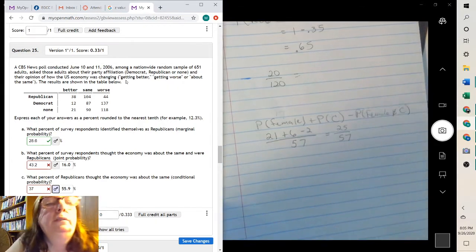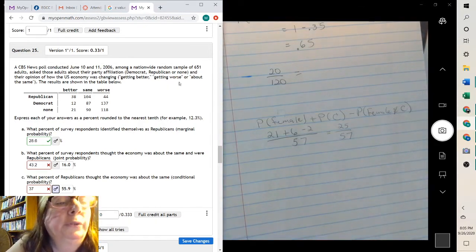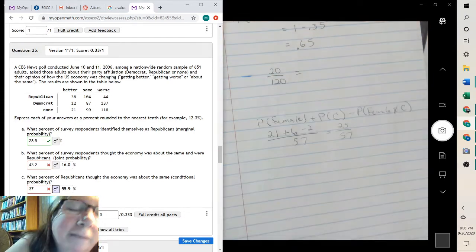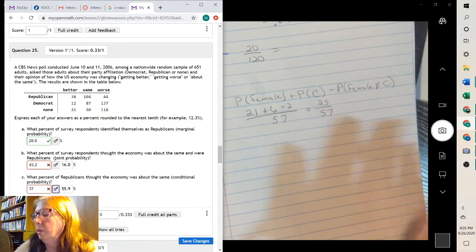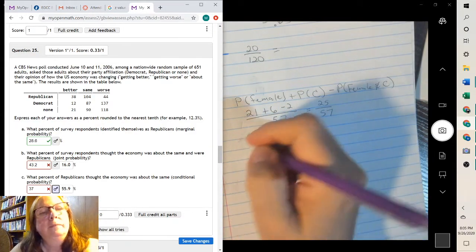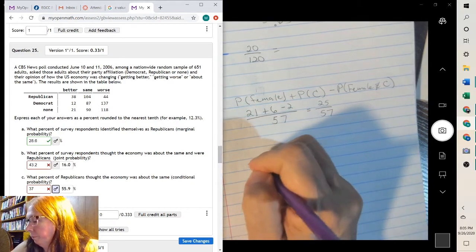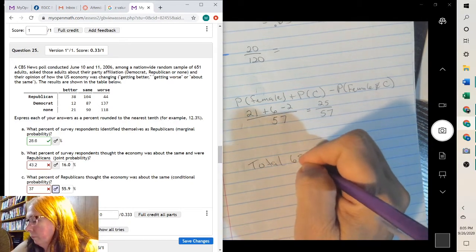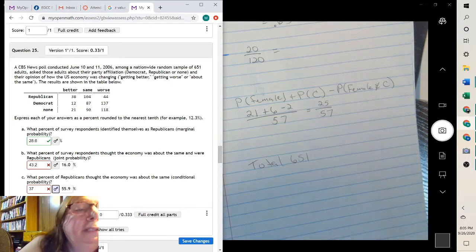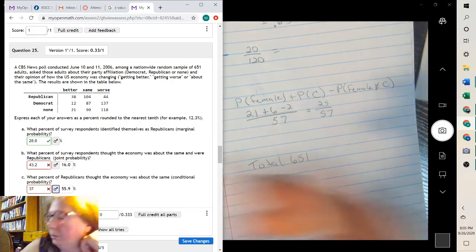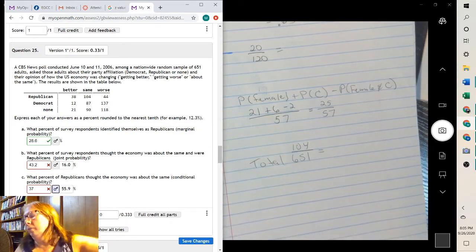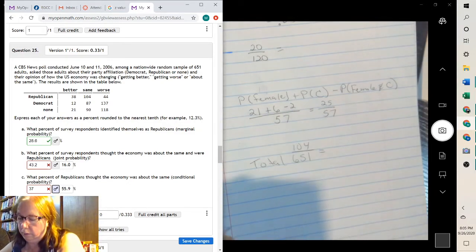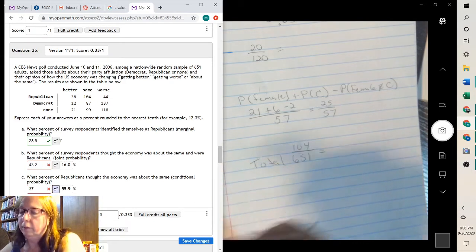CBS poll, June 10th, among the random sample. Oh, there's 651. We didn't do the totals. That's why I was trying to figure out why it wasn't coming out the same. You need to add these down and across first because you want the totals. So our total was 651. We want the probability that they're a Republican and they think that nothing's changed, it's the same, which is 104. So 104 divided by the 651. There we go.